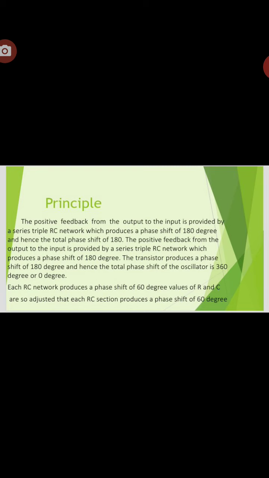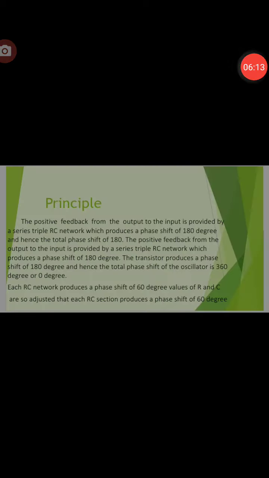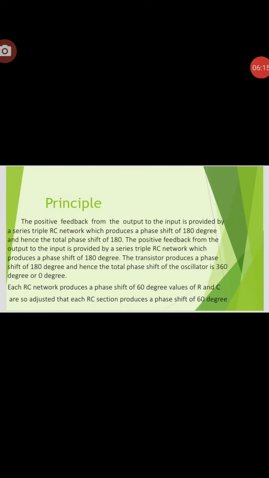Means the magnitude of loop gain must be unity. So this is the first condition. The second condition is the total phase shift around the closed loop is 0 degree or 360 degree, that is, the circuit should be positive feedback. So this RC phase shift network obeys the condition. Therefore, this produces sustained oscillations.